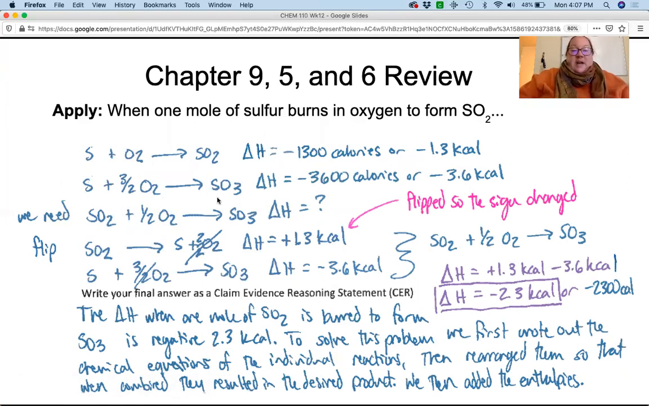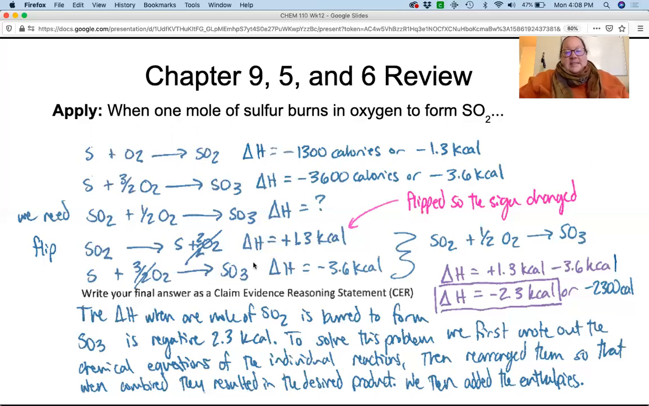We need the following reaction. SO2 plus 1/2 O2 goes to SO3. And we don't know what the delta H is. So how are we going to get there? Well, the first thing we're going to do is flip this first equation. We're going to flip that equation so it becomes SO2 goes to S plus O2. Remember, 1 O2 is the same thing as 2 over 2. And our delta H is positive 1.3 kilocalories, because it was negative, so we changed the sign.